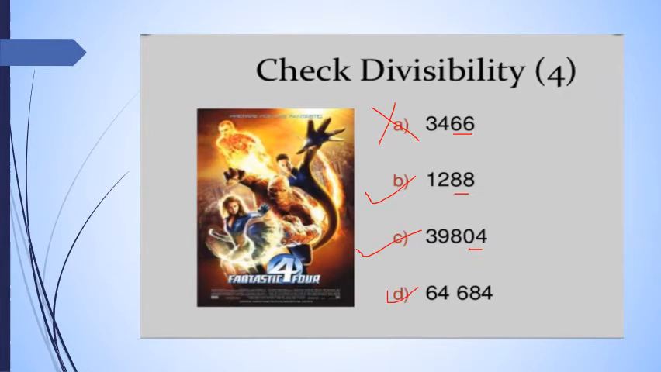For checking the divisibility test of this number, you will just find the divisibility of the last two digits. 84 is a multiple of 4, or we can divide 84 by 4 by 21 times, so 64,684 is also divisible by 4.